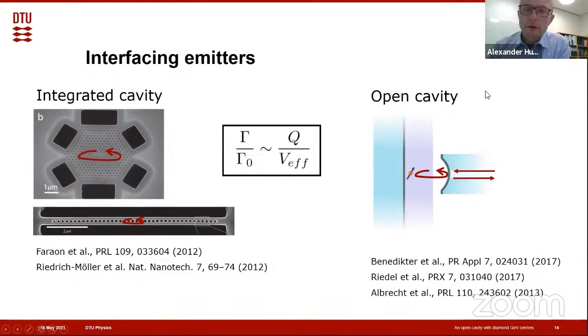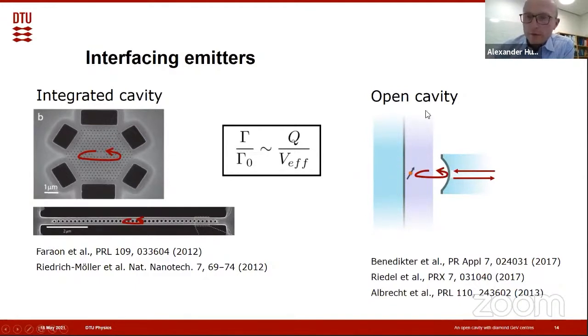The open cavity system relies on a flat diamond material. This is just a slab of diamond, which is located on a bulk optical mirror. The diamond contains color centers, and the cavity is formed between this flat diamond composite system and an optical fiber, which is processed and coated in the right way to form an optical cavity.